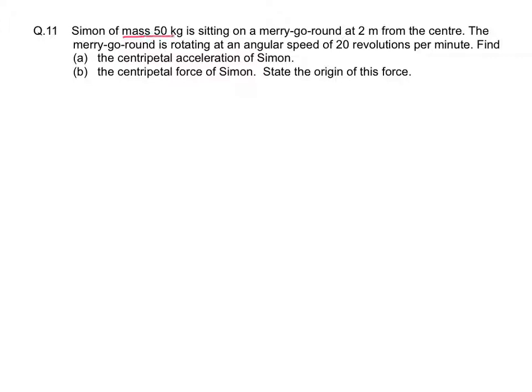Simon of mass 50 kg is sitting on a merry-go-round at 2 meters from the center. The merry-go-round is rotating at an angular speed of 20 revolutions per minute. Find Part A, the centripetal acceleration a_c of Simon.